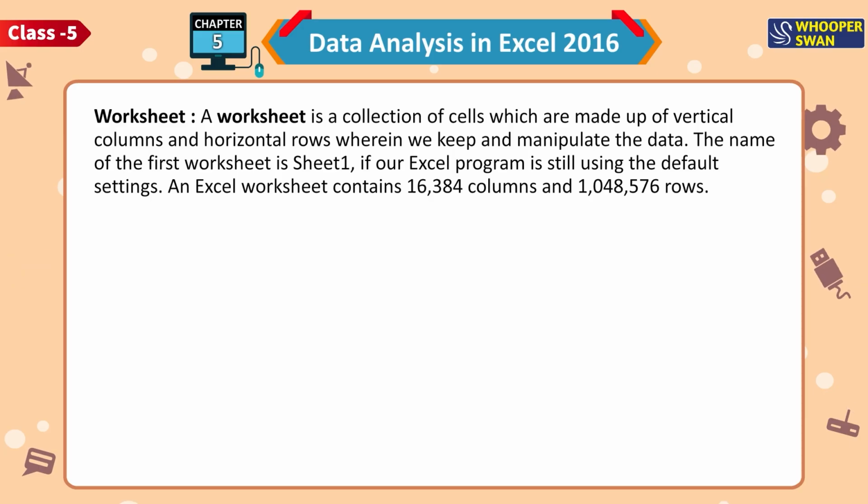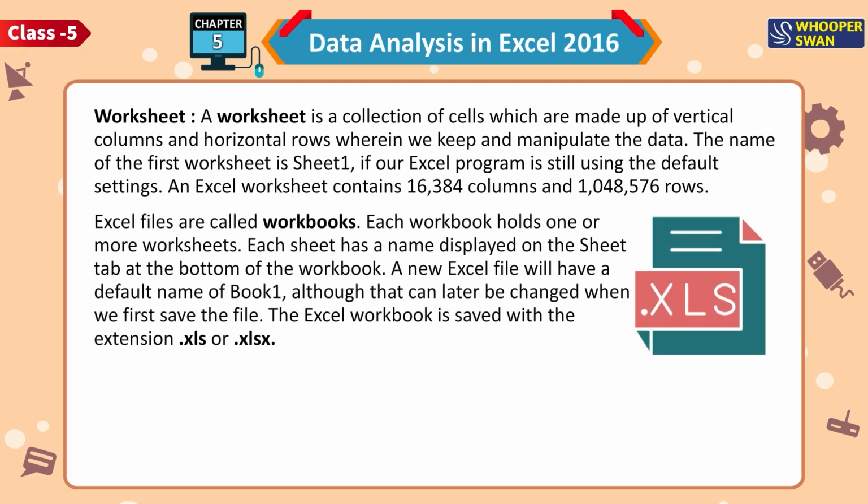Worksheet. A worksheet is a collection of cells which are made up of vertical columns and horizontal rows wherein we keep and manipulate the data. The name of the first worksheet is Sheet 1 if our Excel program is still using the default settings. An Excel worksheet contains 16,384 columns and 1,048,576 rows.